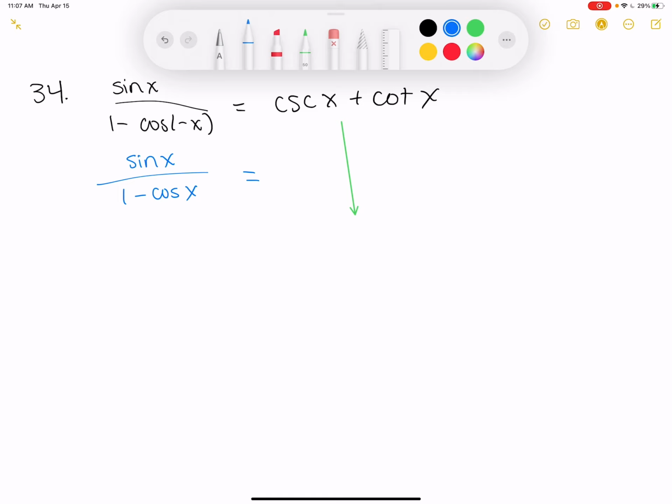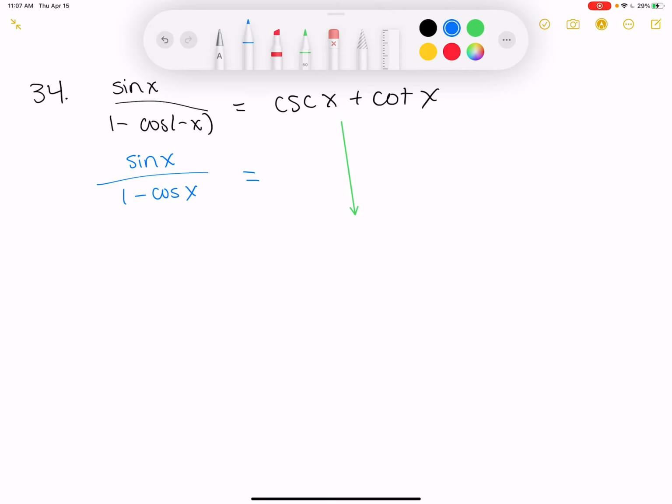Okay, so to start with, listen up. This is a hard problem. With cosine, when there's a negative x inside, the negative just goes away because it's an even function. But there's still a negative out front because it was a negative in the problem. So it's sine of x over 1 minus the cosine of x. Good job. The next thing you need to do is multiply by the conjugate.